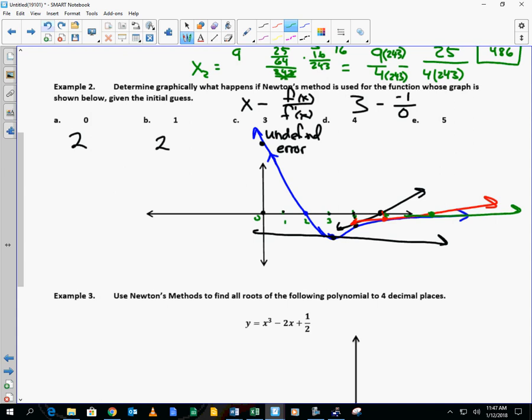So what's going to happen to it? It's going to go towards infinity. And the same thing would happen with 5.